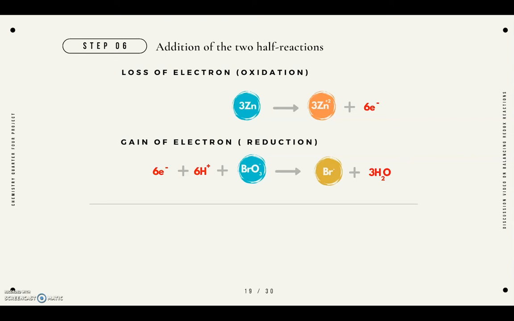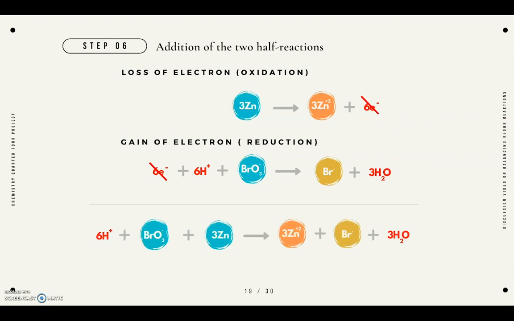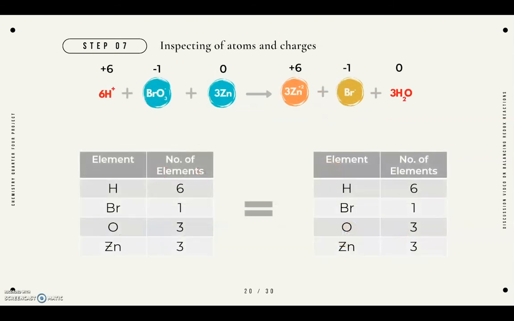Here we can cancel 6 electrons on both sides. After that, we will be left with a redox reaction as shown. And lastly, step 7. Here the atoms and charges have been inspected and are already balanced, so the redox reaction of zinc and bromate is now balanced.